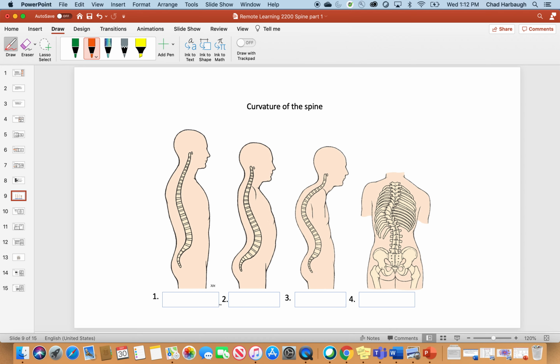So the next part we'll talk about is just the difference between a normal curve, a kyphotic curve, a lumbar kyphosis, and what we tend to classify as scoliosis. So this first illustration here is supposed to be normal.